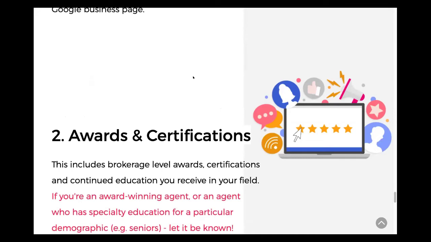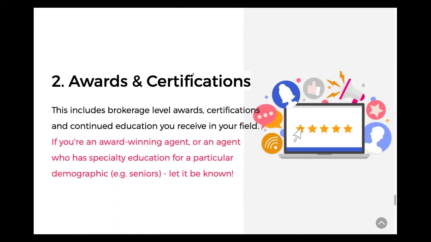So let's go to the second form of social proof for real estate agents: awards and certification. All of you work at a brokerage, and almost all brokerages offer some sort of awards program where they have certain tiers. Every tier has an award. Sometimes it comes with a physical trophy, but oftentimes you'll get a graphic that you can use on your marketing.